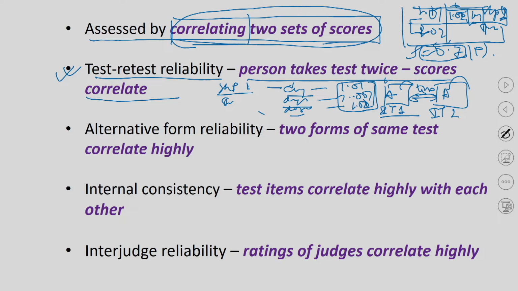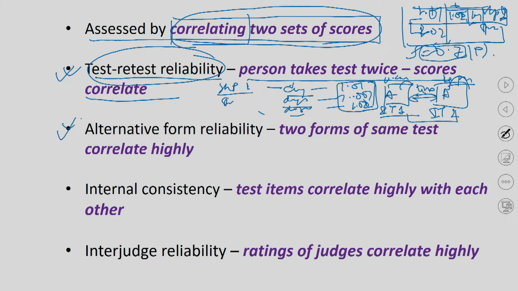So, let us say at 10 a.m. he takes the first test and at 4 p.m. he takes the test again. Now, if the scores are correlating between test 1 and test 2, or the scores are similar between test 1 and test 2, then we say that the tests have something called test retest reliability.